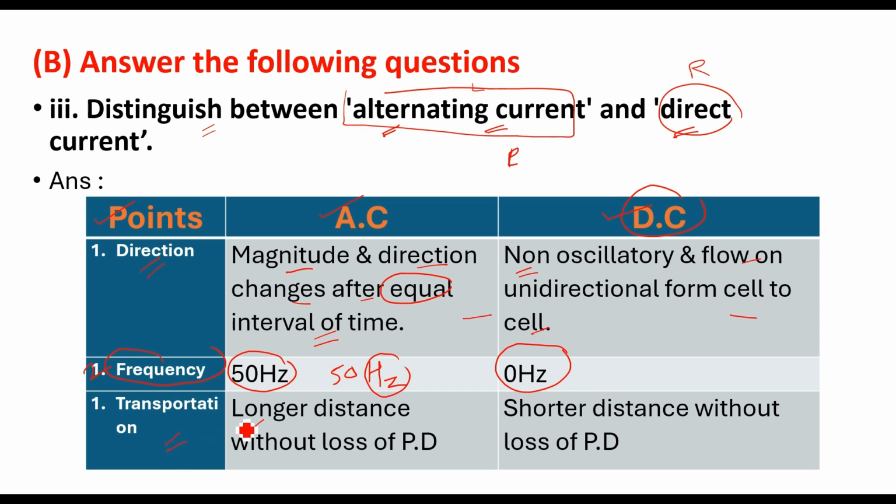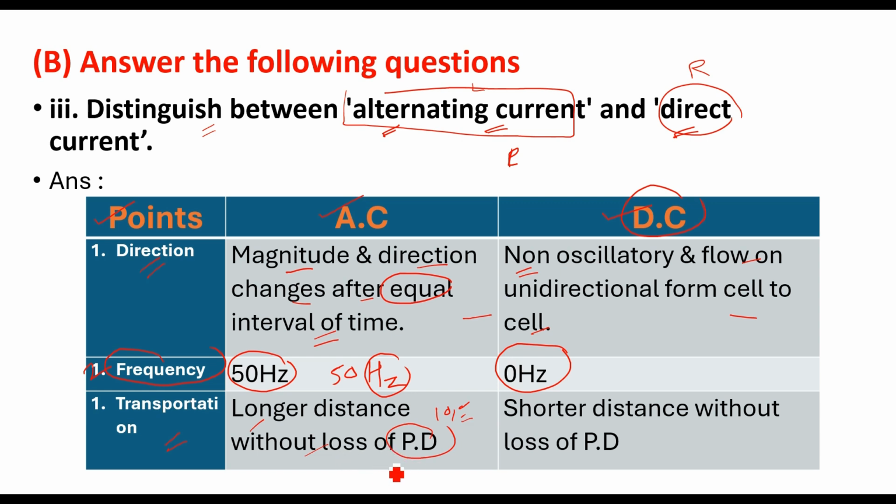Transportation means the current should travel. We use AC current rather than DC current, because it can travel, or we can transmit it, through a larger distance without loss of potential difference. Means at a higher level, if we send 10,000 volts of potential difference, then at any level it doesn't drop any potential difference.